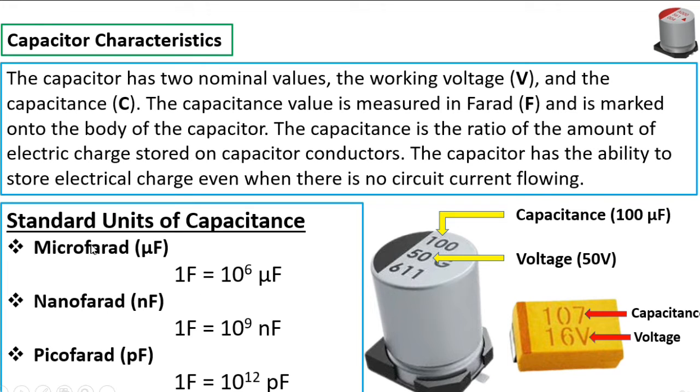The standard units of capacitance are basically three main units: the microfarad, the nanofarad, and the picofarad. So 1 farad equals 10 to the power 6 microfarads, 1 farad equals 10 to the power 9 nanofarads, and 1 farad equals 10 to the power 12 picofarads.